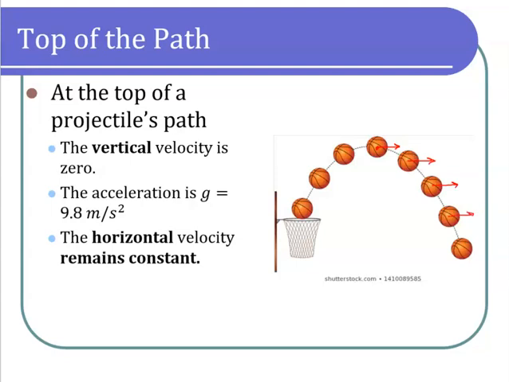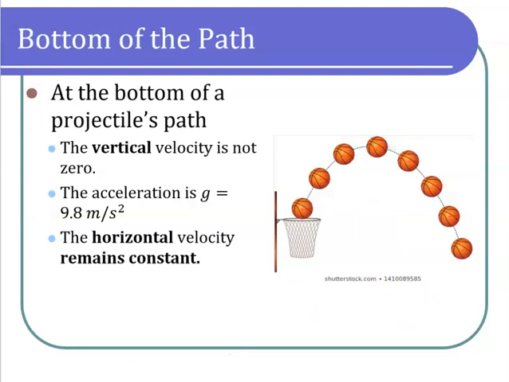Every single one of these basketballs has the exact same horizontal velocity. The horizontal velocity will not change. At every single point, the acceleration is 9.8 meters per second squared, and it's always pointed down.